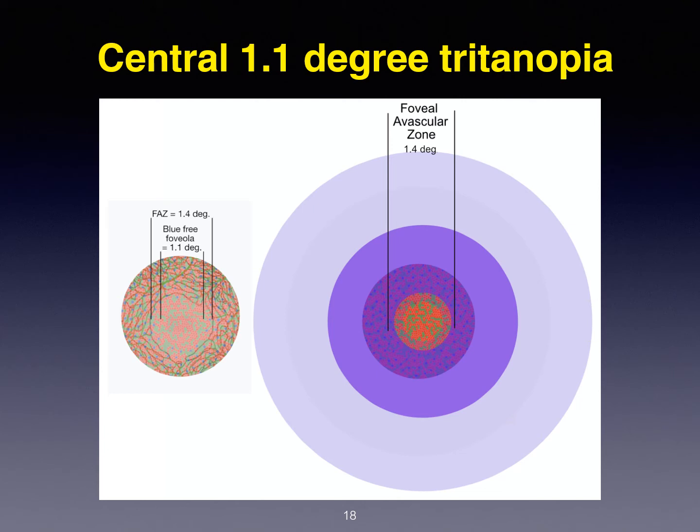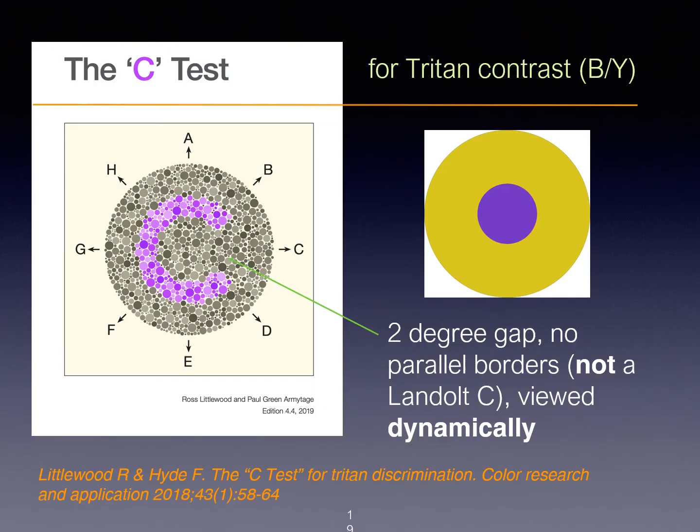on one side to the middle on the opposite side of the fovea, which means that if we want to be sure to have a colour vision test that can detect tritan or blue-yellow contrast, we should design a target that has an average gap of around 2 degrees, but the gap needs to vary between about 1.5 to 2.5. The C-test is a test for tritan contrast that has been designed with those principles in mind.